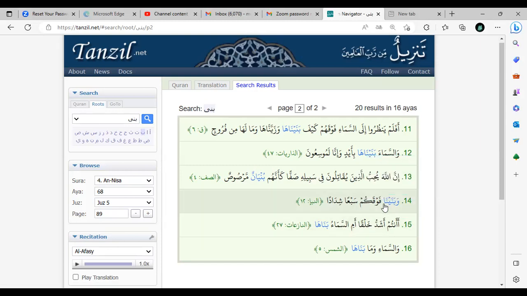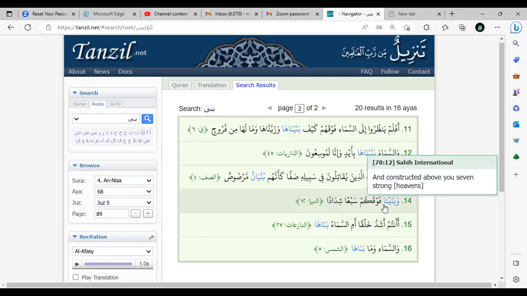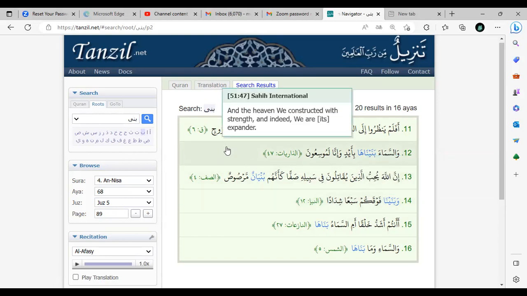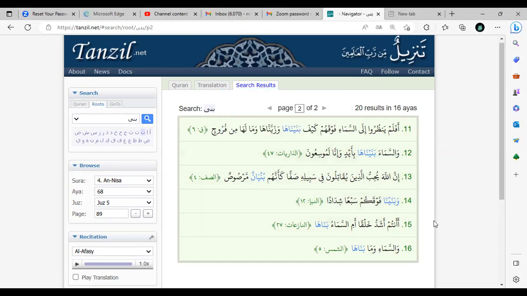I am thinking where this guy brought that word heaven from. The seven skies, the strong ones. The strong sky is above you. Mashallah, alhamdulillah. So this is how you can search the root letters and the verbs. You can practice whatever you learn. Don't go beyond, just whatever you learn.